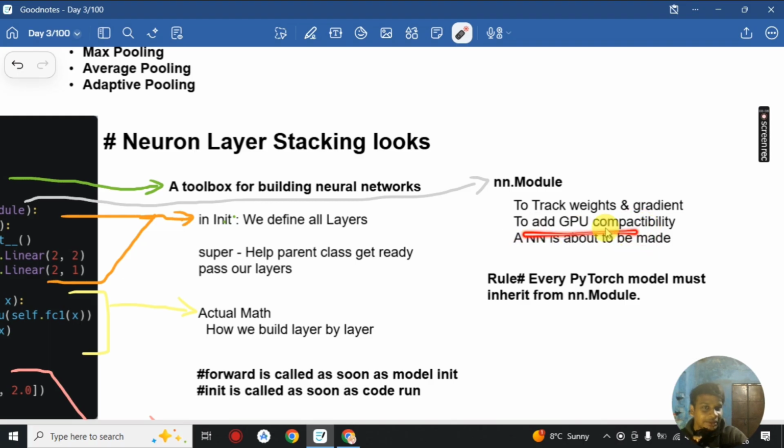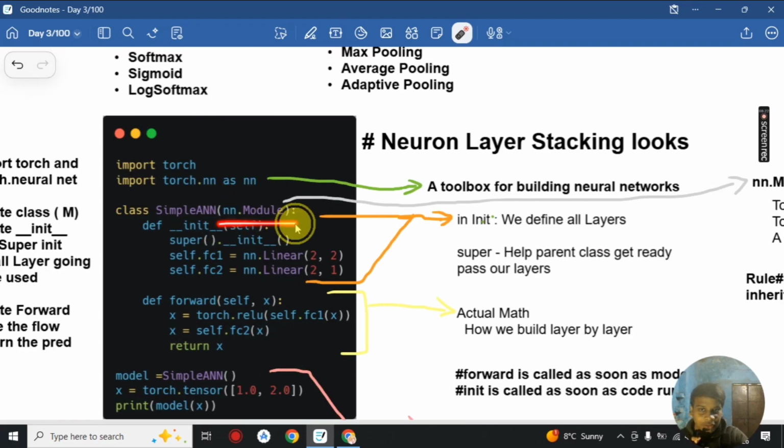It will also add GPU compatibility and make sure that the neural network is made from whatever we define inside the class. So our nn.Module is very important. Then we have two main functions inside the class. First is def __init__, which is basically a constructor that gets initialized as soon as the class is called, and then we have the forward function.